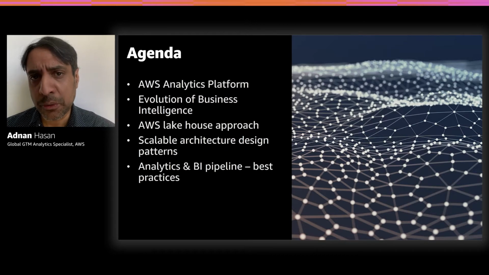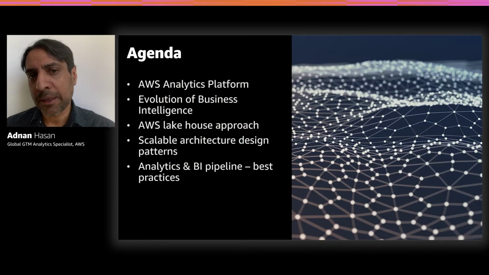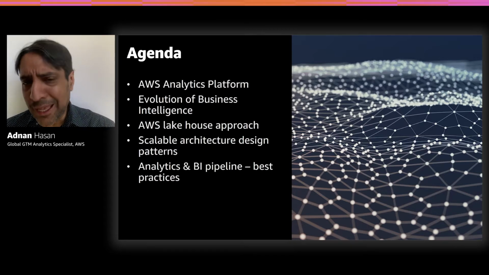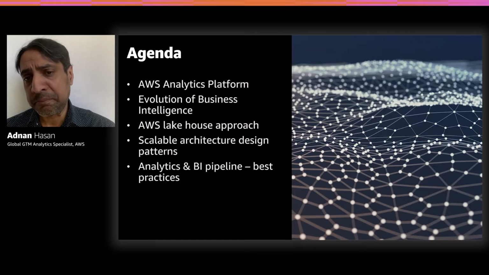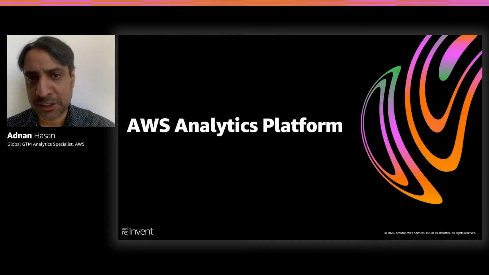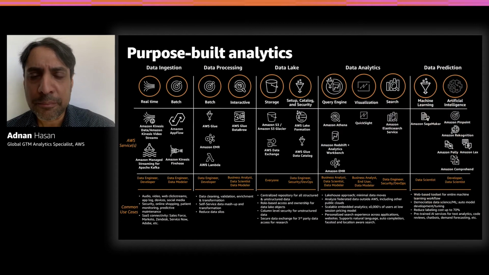We'll also go through the evolution of business intelligence and what it means for the business when they're innovating and when they are bringing new strategies to make good use of their data. We'll also talk about our lakehouse approach, scalable architectural design patterns, and how to build analytics and BI pipelines in your organization. We'll be sharing a lot of new best practices to make it more effective and streamlined in your organization. So let's get started with the AWS Analytical Platform.